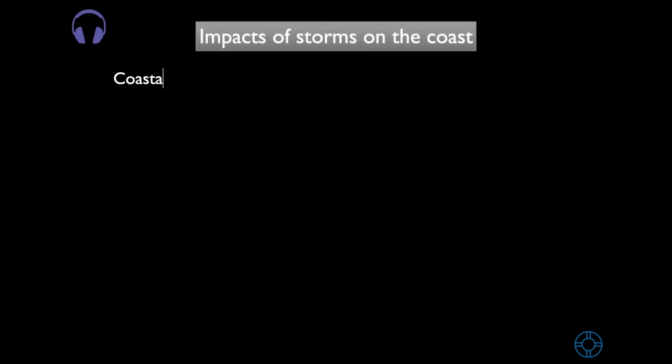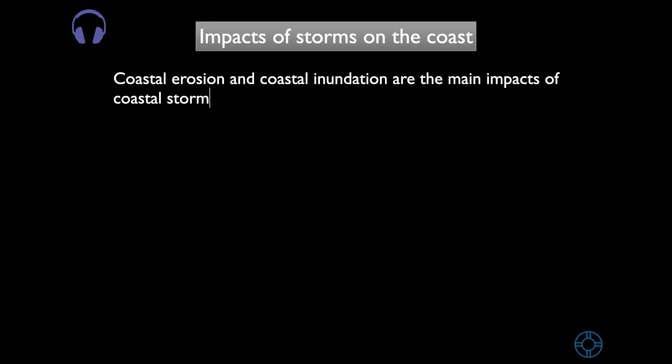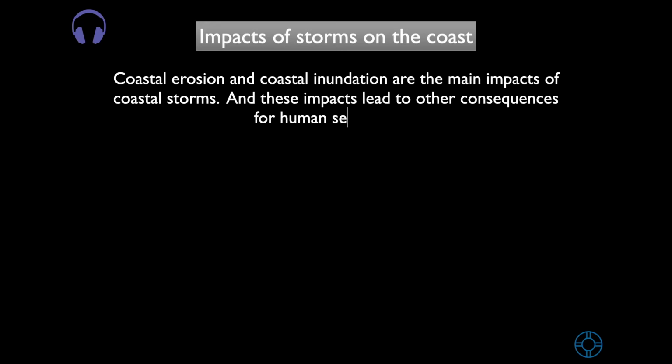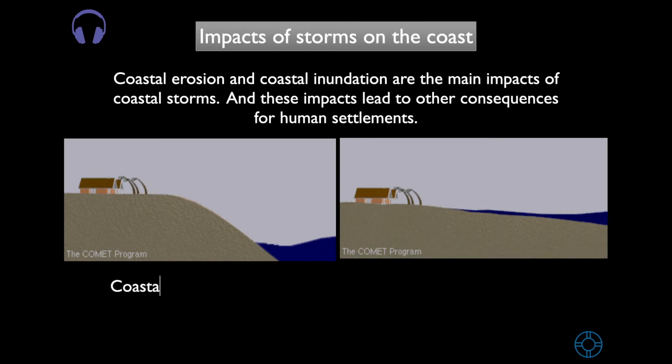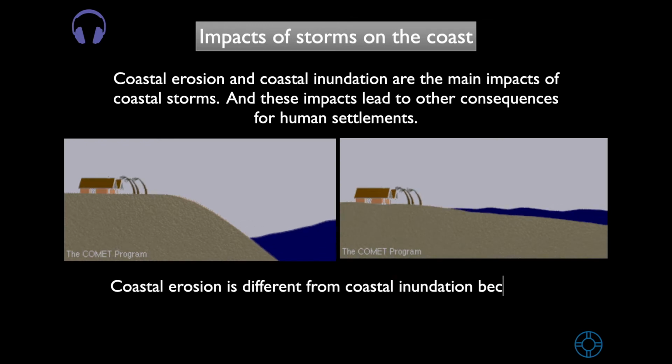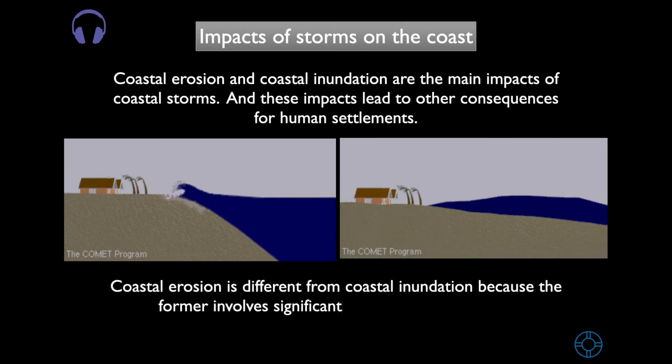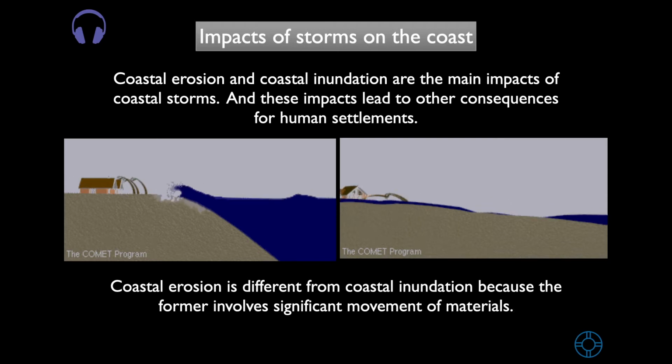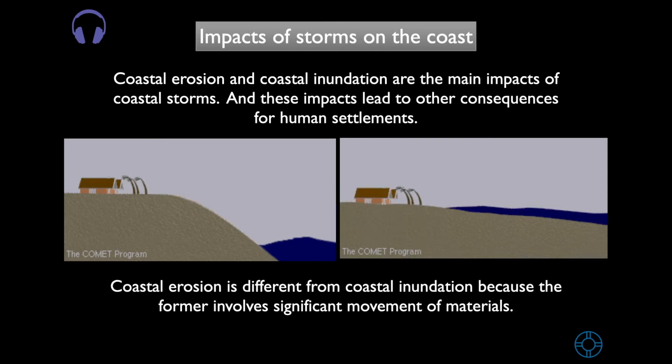Coastal erosion and coastal inundation are the main impacts of coastal storms, and these impacts lead to other consequences for human settlements. Coastal erosion is different from coastal inundation because the former involves significant movement of materials.